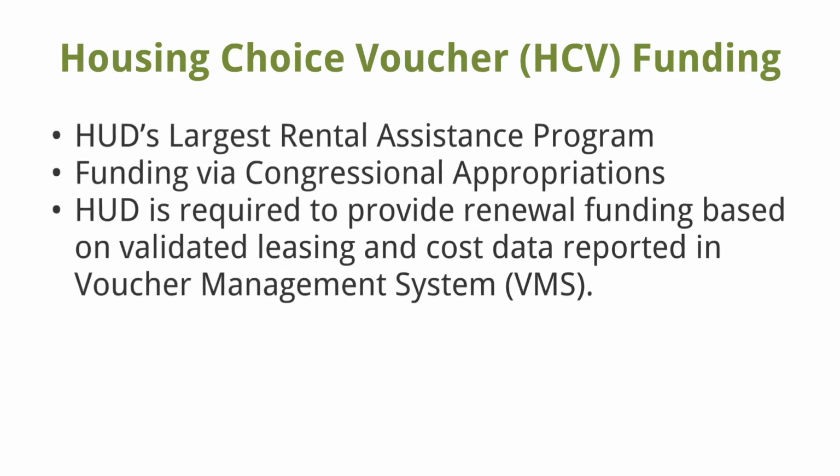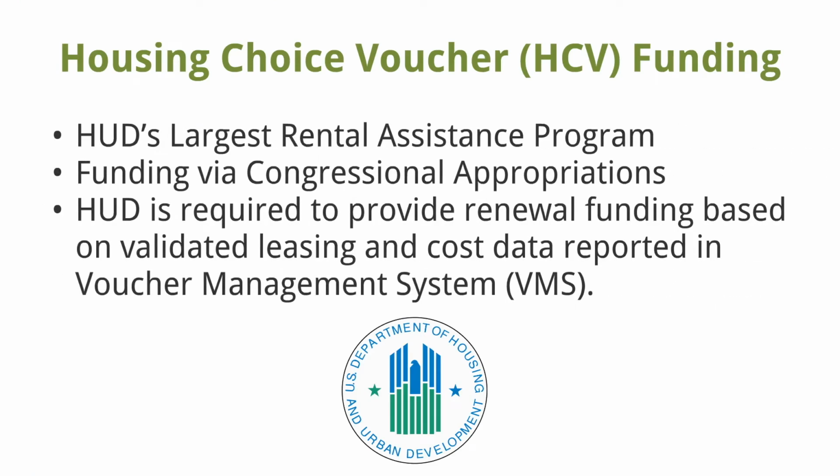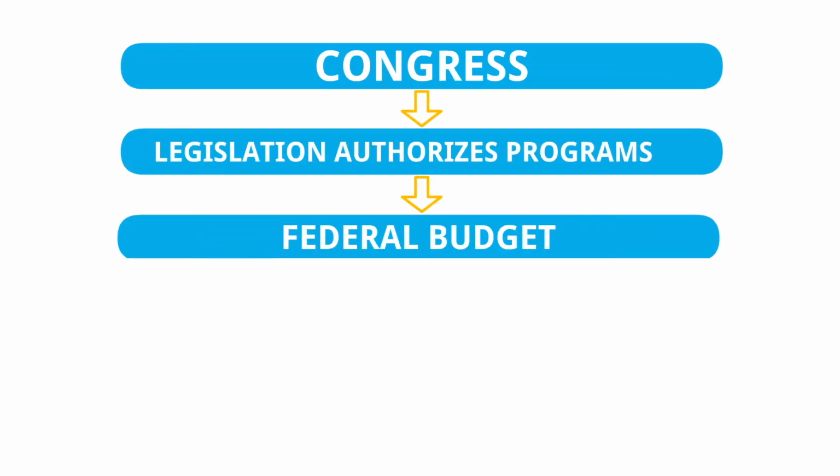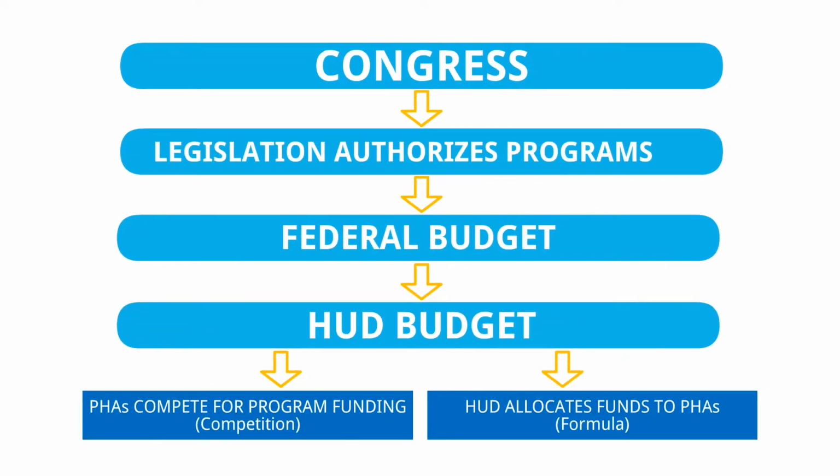The Housing Choice Voucher, or HCV program, is HUD's largest rental assistance program and receives its funding through Congressional appropriations. HUD then allocates appropriated budget authority to individual housing authorities. HUD has authority to provide adjustments to PHA's allocation for certain approved categories that will be discussed. Funding is allocated on a calendar year and is primarily provided for HCV renewals and administrative fees.